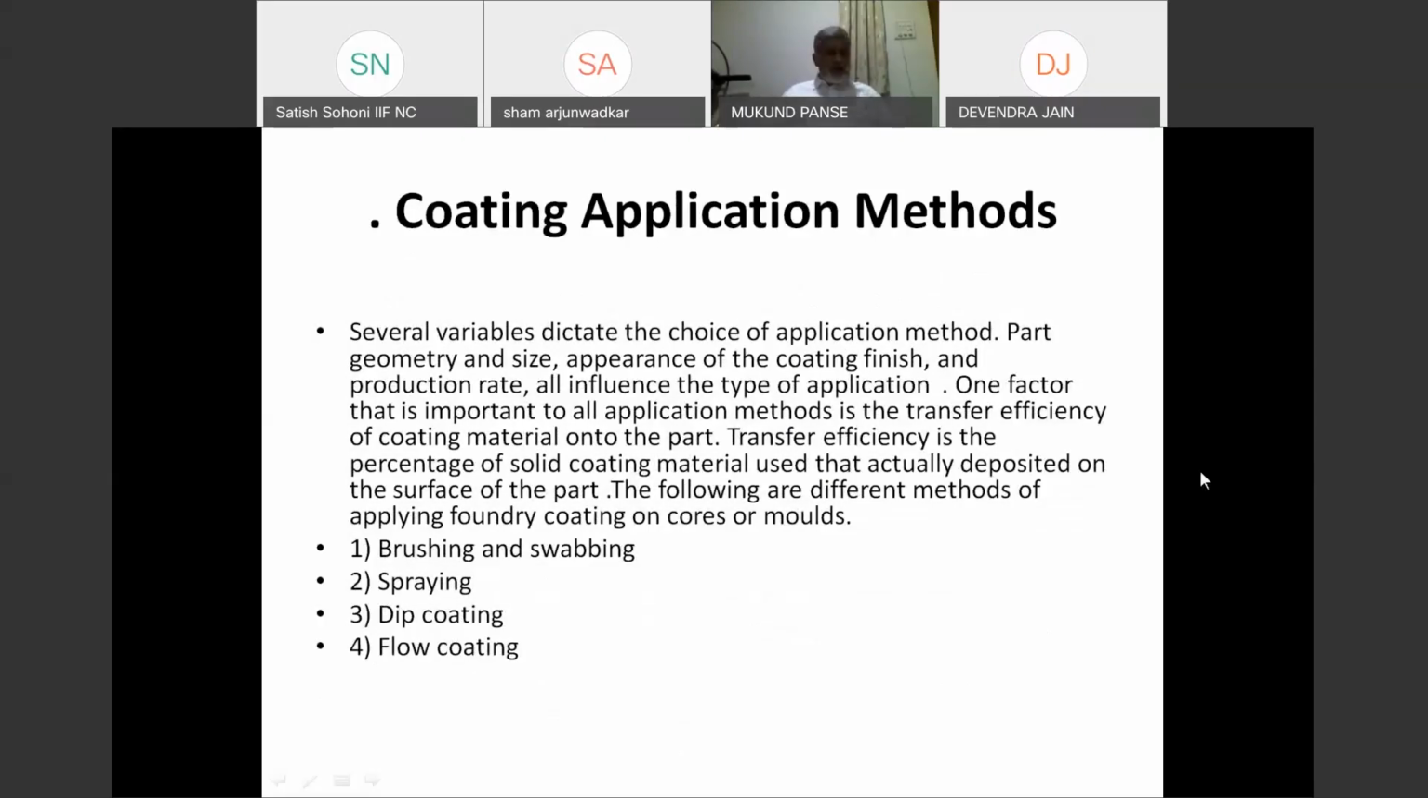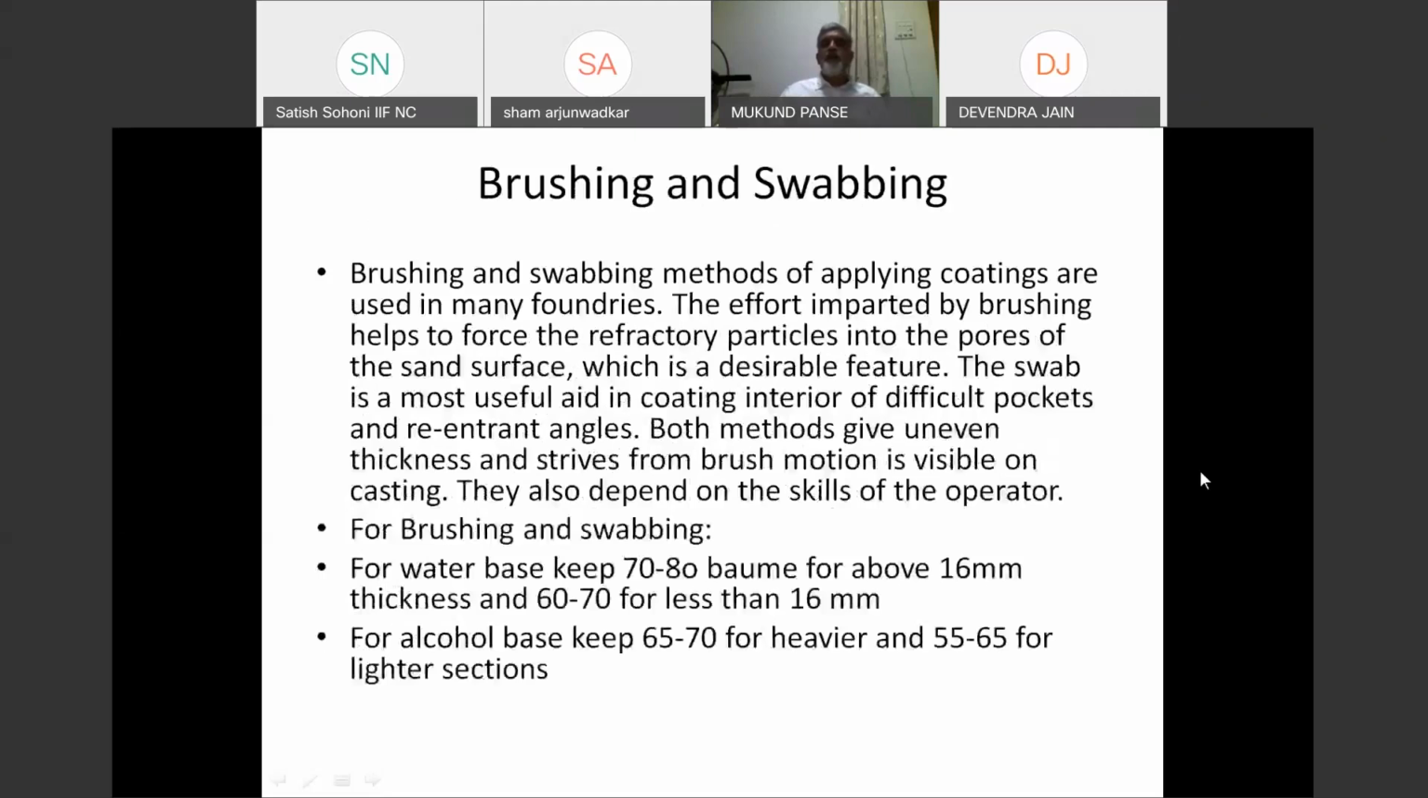Now the coating is to be applied on the mold, and there are various ways in which a coating can be applied. The various ways are brushing or swabbing, spraying, dip coating, or flow coating. We'll see one by one the advantages and disadvantages of the different methods. Brushing or swabbing is a method of applying coating used in foundries. You have to just brush the paint. You have to ensure that the paint remains properly stirred and the refractory in suspension, because for a bigger mold to brush, you will take a lot of time.